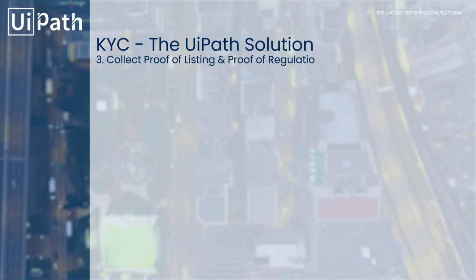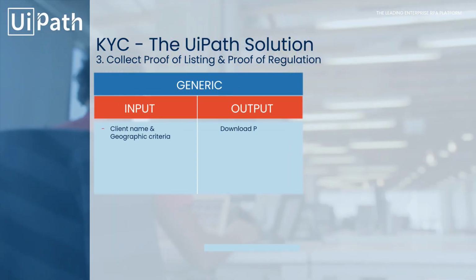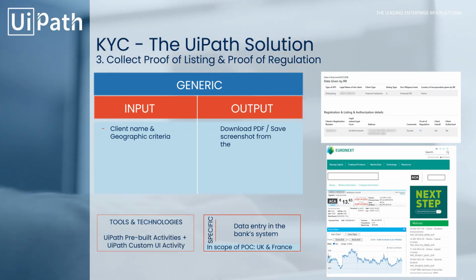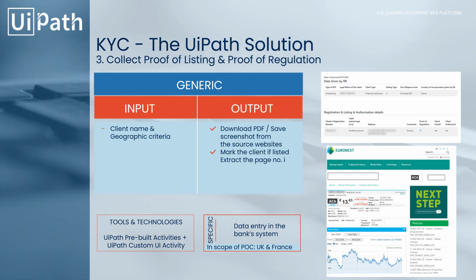As far as financial institutions are concerned, the robot downloads the document that proves the authorization from the country websites, marks the client, if found, and extracts the corresponding page number.